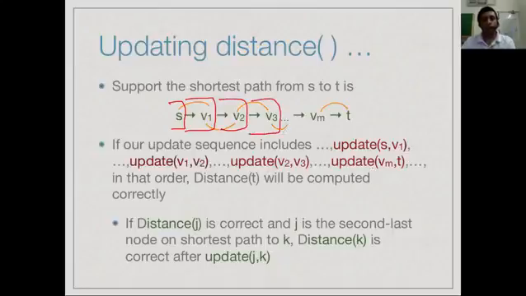So in the middle of all these updates, if we identify this particular subsequence of updates, s to v1, then v1 to v2, then v2 to v3, then we have got the distance. Now the question is, how do we make sure that we have this sequence of updates for s and t?